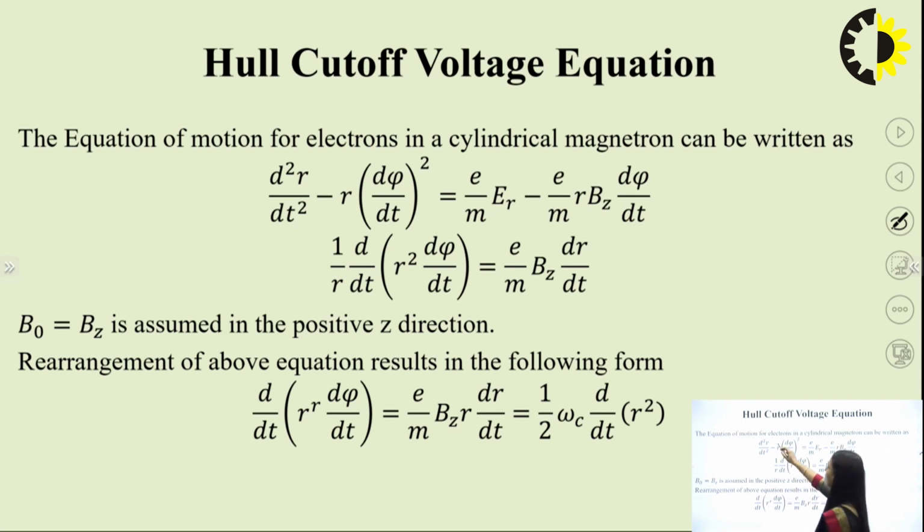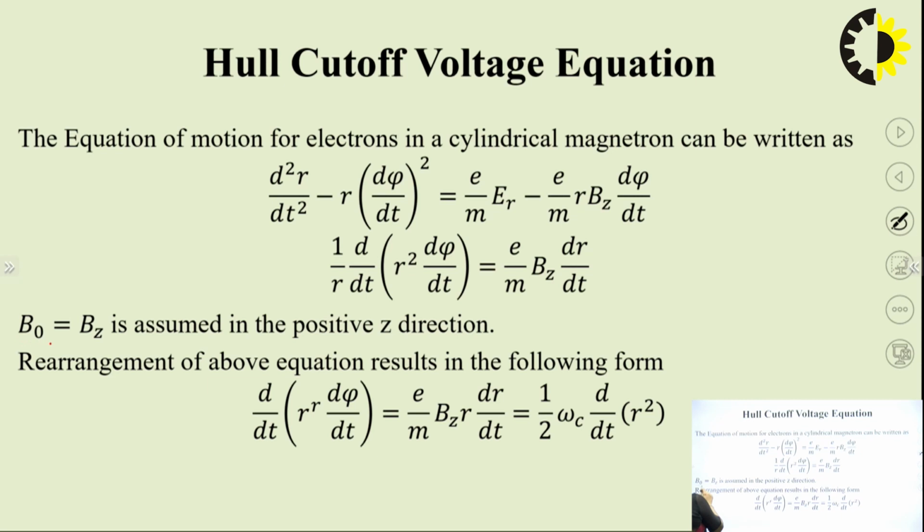So the equation of motion for an electron in a cylindrical magnetron can be written as d squared r upon dt squared minus r (d phi by dt) squared is equal to (e by m) Er minus (e by m) r Bz d phi by dt. m is the mass of the electron, e is the electron charge. So this equation can be rewritten as 1 upon r d by dt of (r squared d phi by dt) is equal to (e by m) Bz dr by dt.